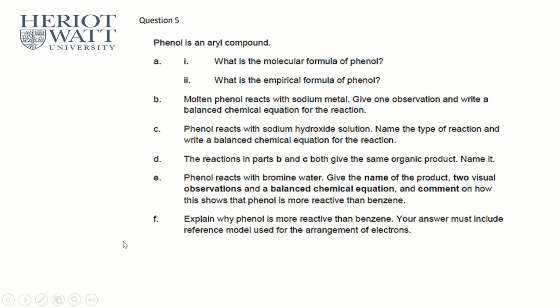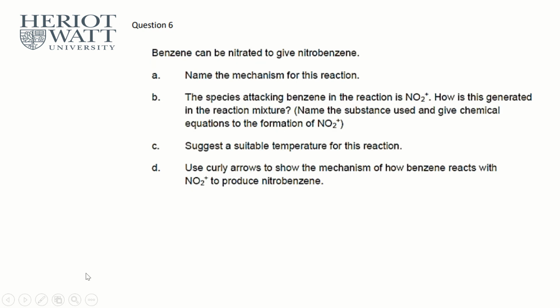That's part E. Part F. Explain why phenol is more reactive than benzene. I just explained that, right? So phenol has an OH group attached to it. So OH is electron donating. Let me repeat that again. Phenol has an OH group attached to it, which is electron donating, so it activates the ring, making it more electron rich. Therefore, it is susceptible to electrophilic attack. So this is the answer. All right, for F. Move on, last questions.